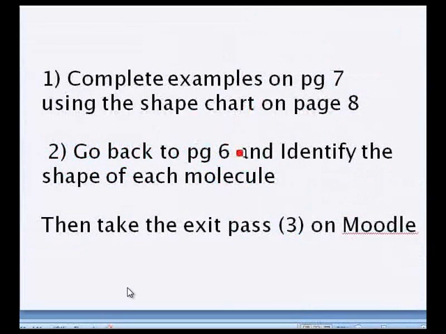Okay, so at this point, what you should be doing is completing the examples on page 7, using that chart, the shape chart that we were just looking at that's on page 8. And then once you've done that, I'd like you to go back to page 6 and identify the shape of each molecule.